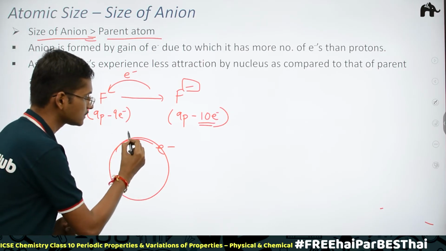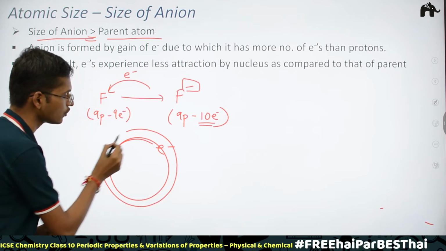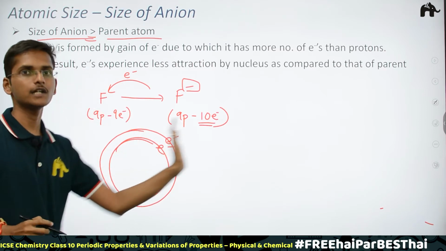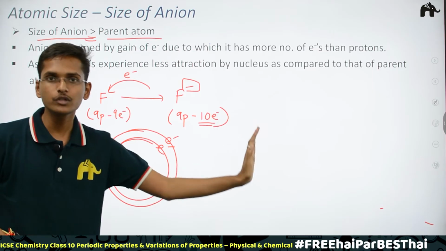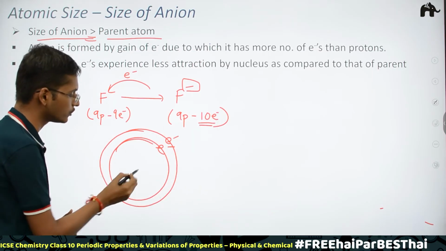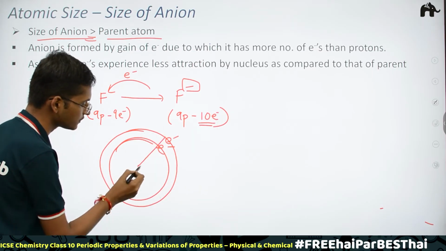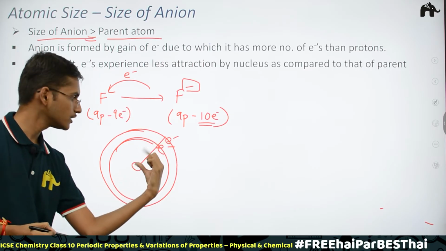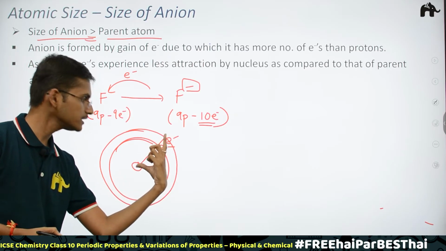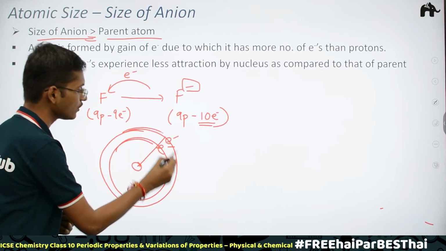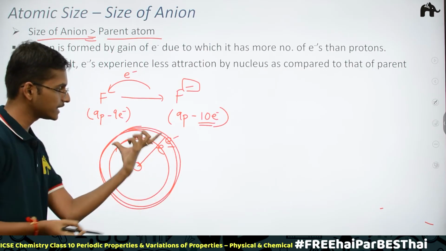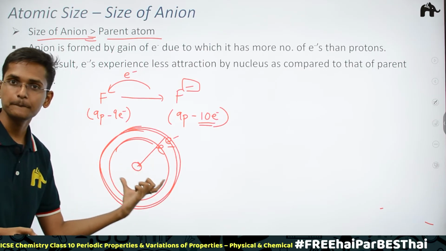If this force of attraction is less, then the electron would move slightly away from the nucleus. If it moves away from the nucleus, what would happen? The distance from the center of the nucleus to the outermost shell would increase, and since the distance is increasing, we say that the size of the anion is greater than the size of the parent atom.